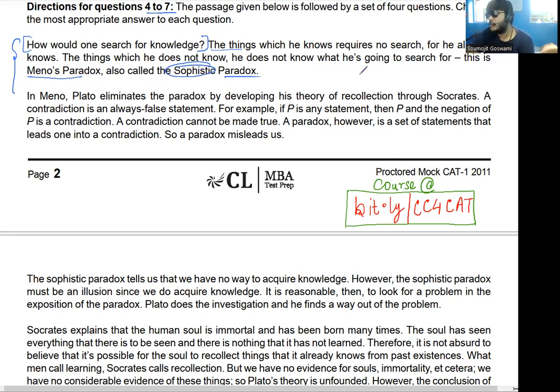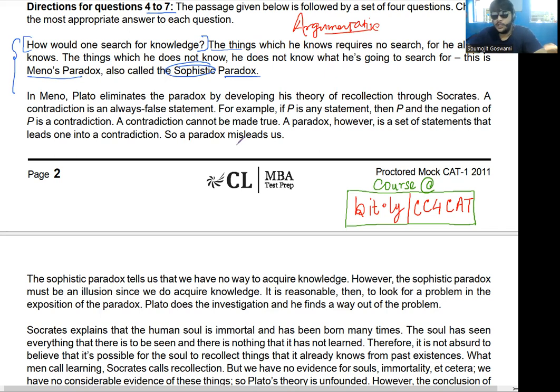All right. Now, if you realize, the first line of the first para gives you a statement related to this entire idea of Meno's paradox or sophistic paradox. At the same time, it is also giving you an understanding that this passage is going to be argumentative. Whenever I say argumentative, it means I have thrown an idea at you, and at the same time, I'm also trying to decipher what I can get out of that.